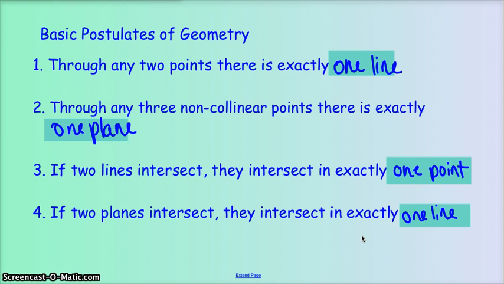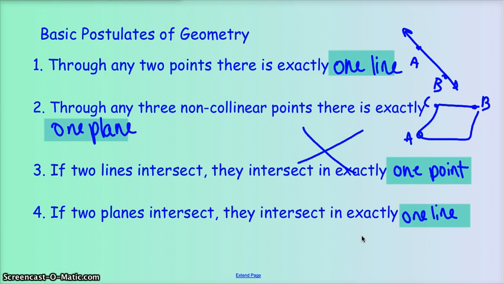So let me draw you some quick diagrams. Through any 2 points, there is a line. 3 non-collinear points make a plane. 2 lines intersect at a single point. And 2 planes, think about the top of your cube, intersect at a line, and I can use a lowercase letter to describe it.